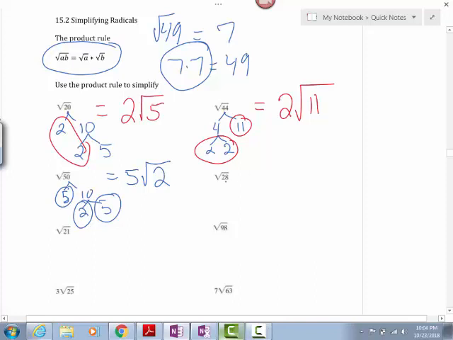28. When I think of 28, I tend to think of 4 and 7. 4 is 2 and 2. So the 2 comes outside. The 7 remains inside.